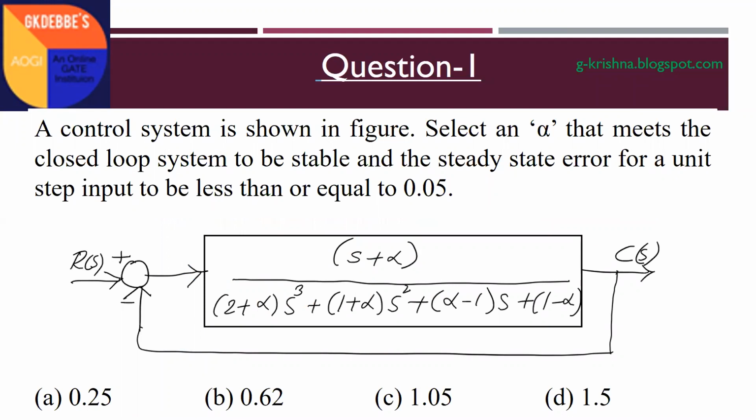A control system is shown in the figure, and we are asked to select an alpha that makes the closed loop system stable and the steady state error for unit step input less than or equal to 0.05. That is the control system shown, along with the options. Let us go to the solution.